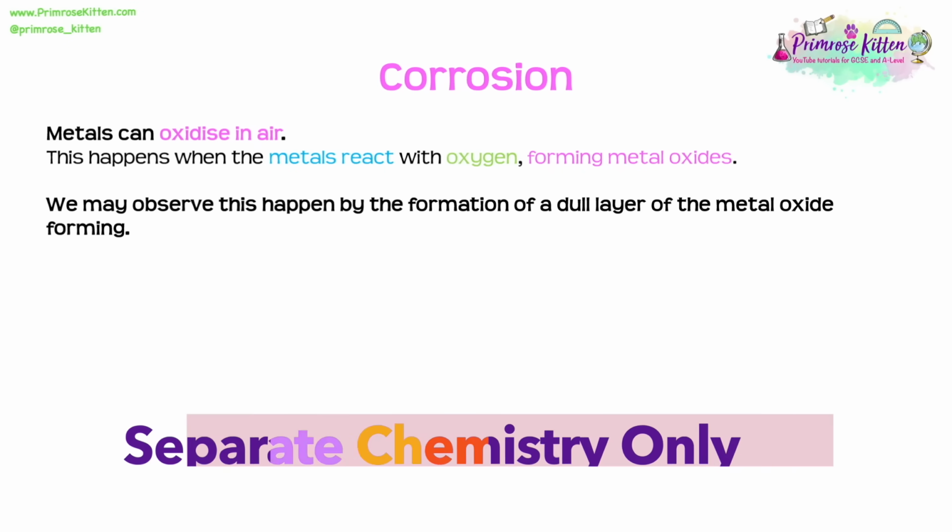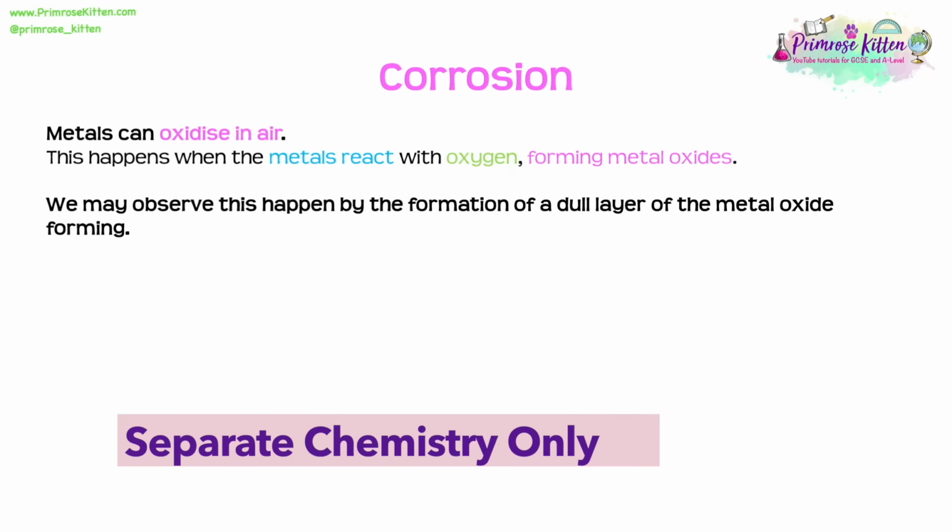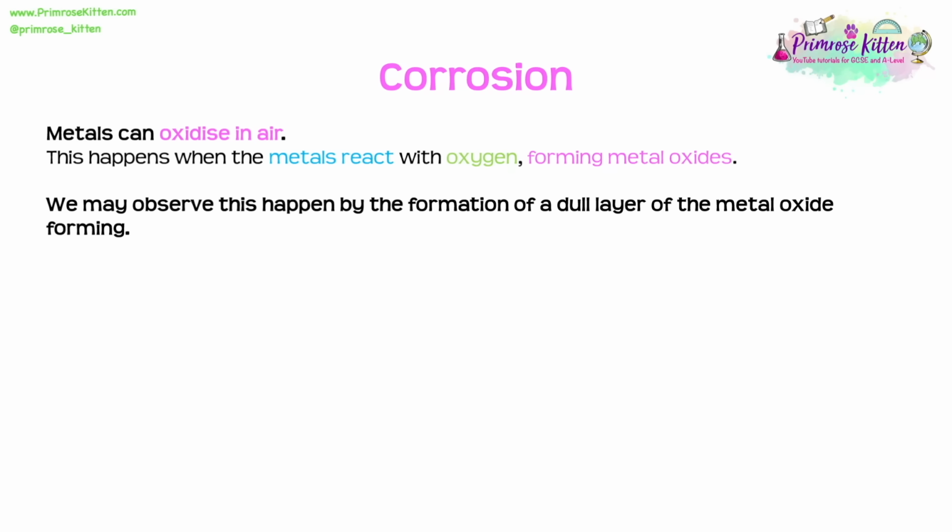Metals can oxidize in air, and this is because the metal reacts with the oxygen that's of course present in the air to form metal oxides. And we can see it happening when we see a formation of a dull layer on top of a metal. Well, this dull layer is actually that metal oxide.